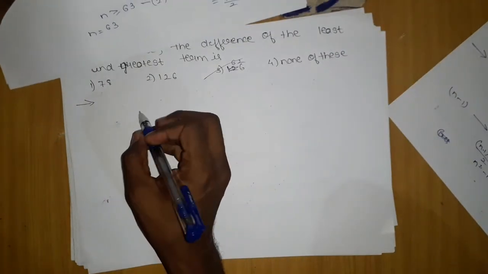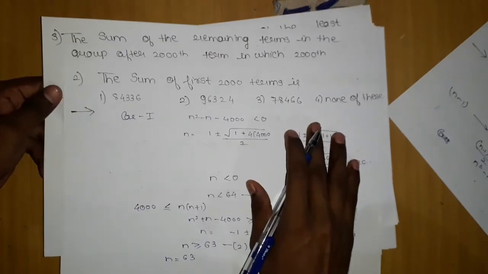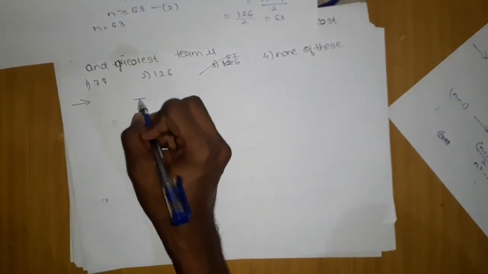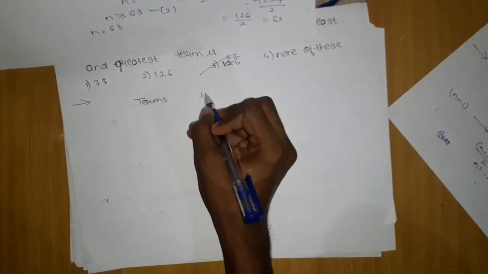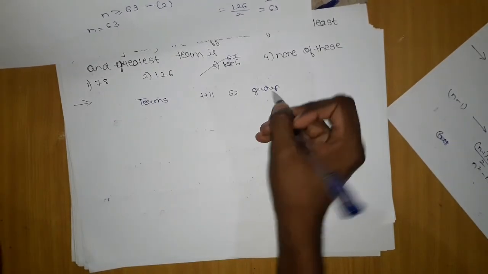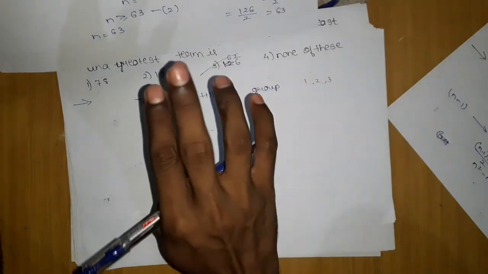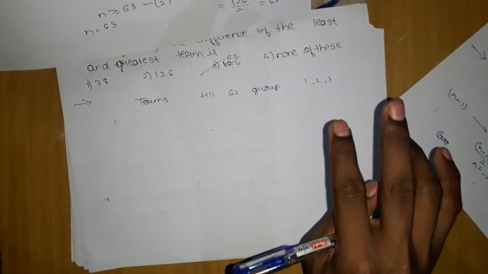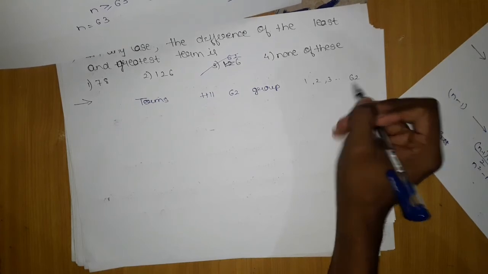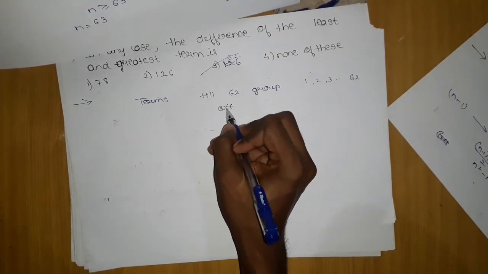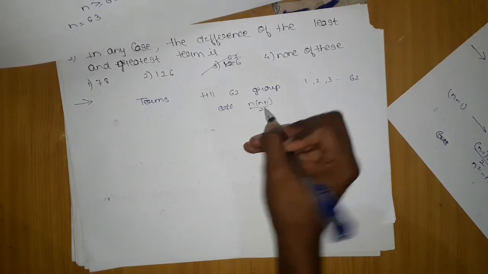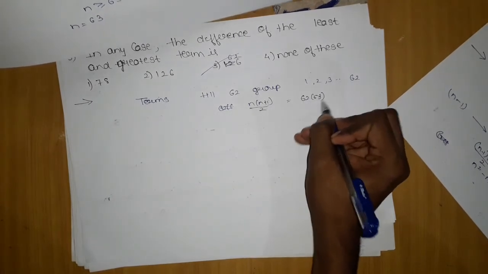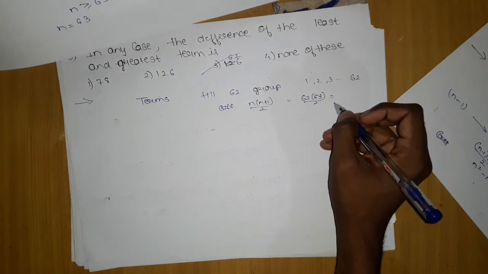Fine. Now our next job is to find the sum of the remaining terms in the group. Before that, we need to find out how many terms come before this group. The first group has 1 term, the second group has 2 terms, the third has 3 terms, like that till 62. It will be n into (n plus 1) by 2, which gives 62 into 63 by 2.